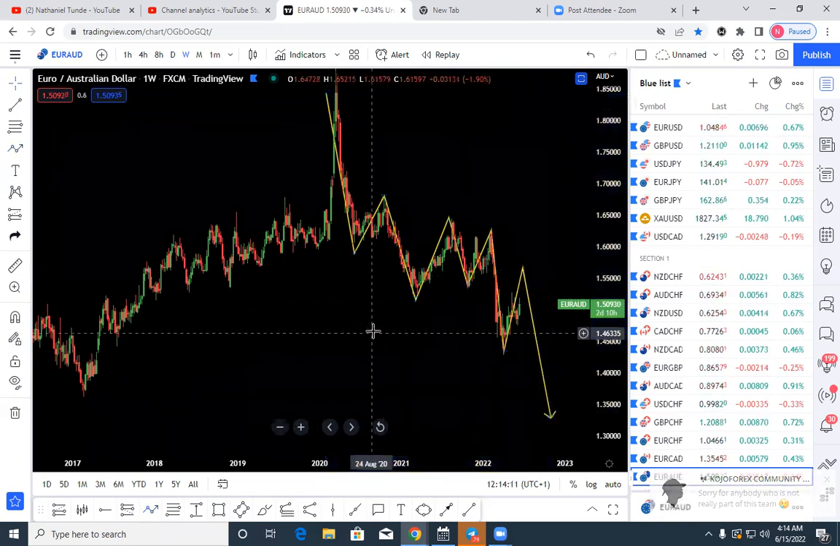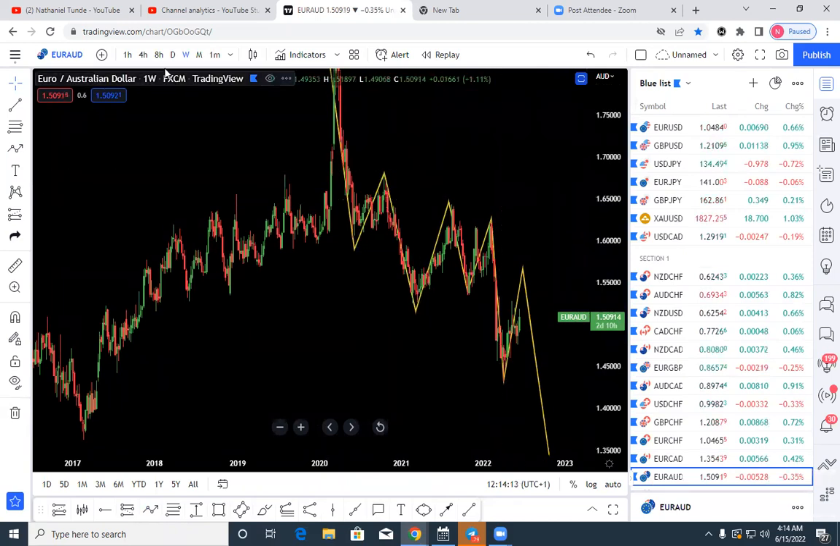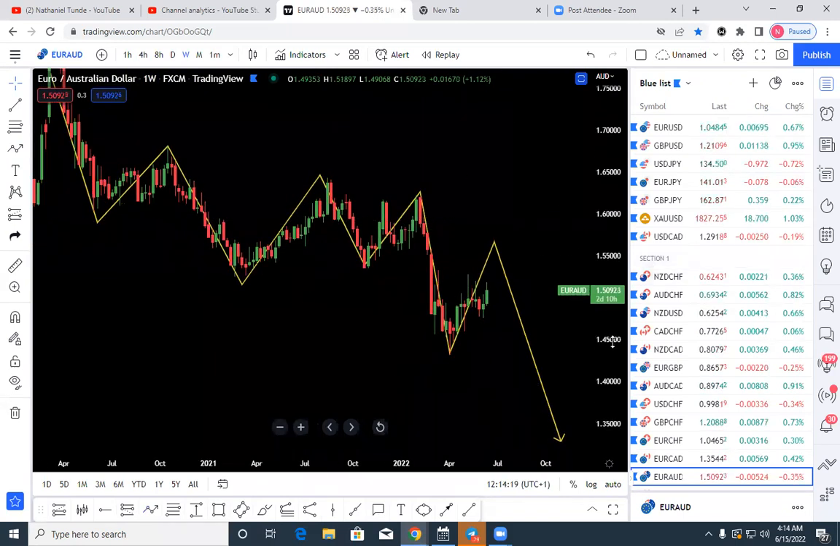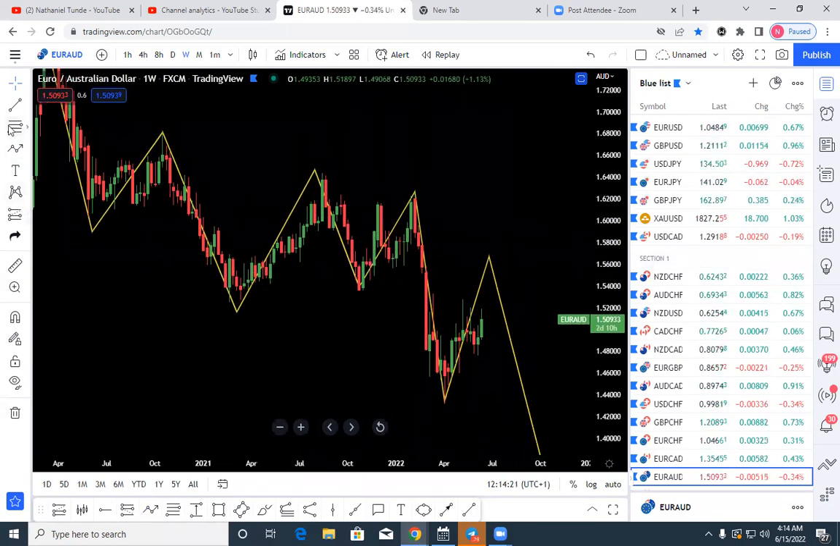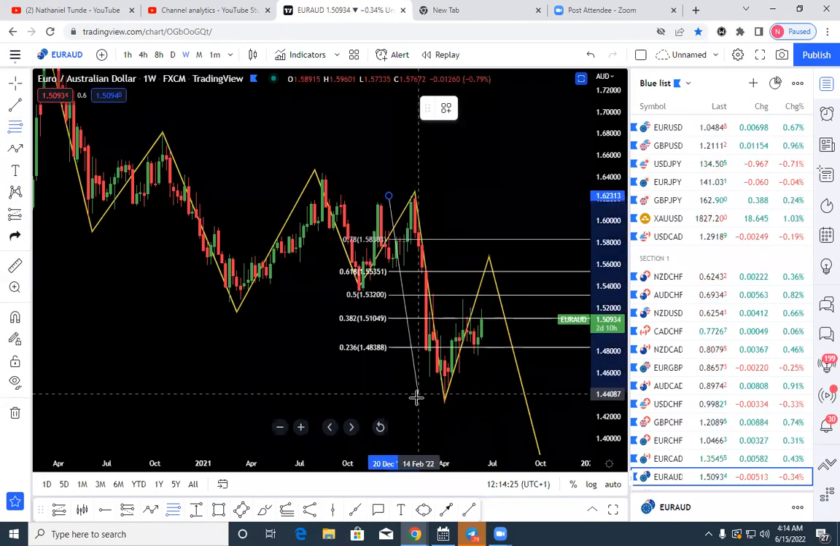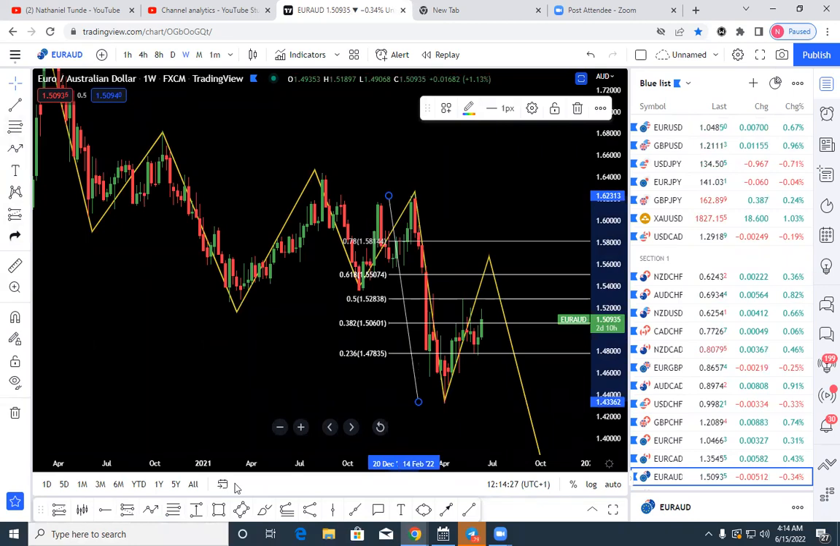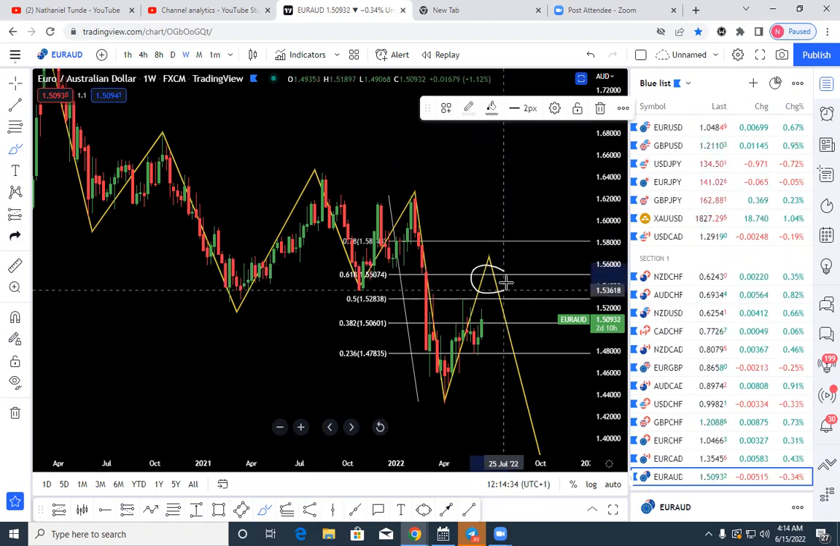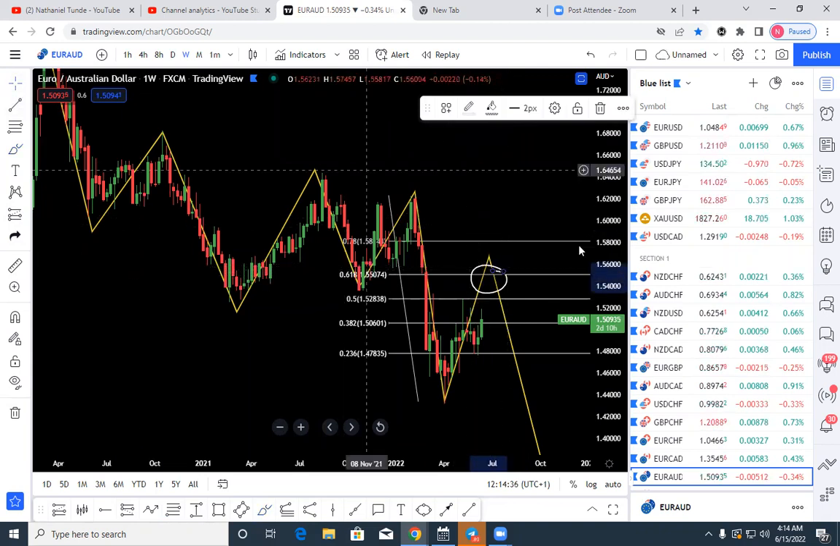Can you see? Have we gone to 15 minutes, 1 hour now? No, we're on weekly. Weekly is telling us that even though we want to move to the downside, this downside is not ready yet. And if you take this fib from here to here, we are getting right here, guys, 50 to 61.8 at this level. Can you see?